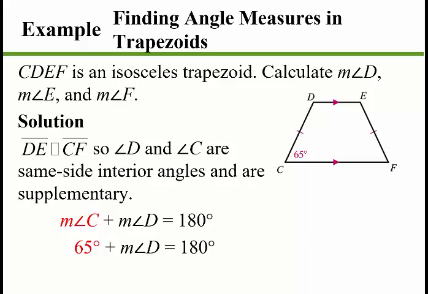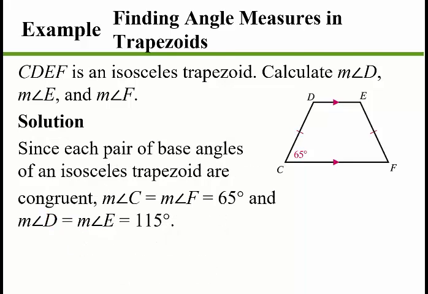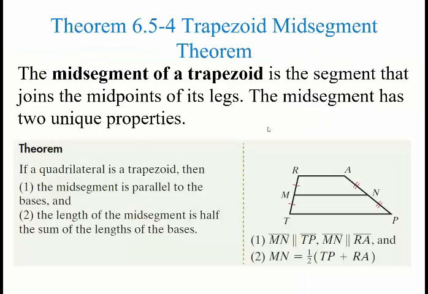Well, I know the measure of angle C is 65, so subtract it over, and the measure of angle D is 115 degrees. Then, each pair of base angles of an isosceles trapezoid are congruent, so the measure of angle F is the same as C, which is 65. The measure of angle D is the same as the measure of angle E over here, which makes it 115. So that's just using some basic theorems to find the measures of these interior angles.